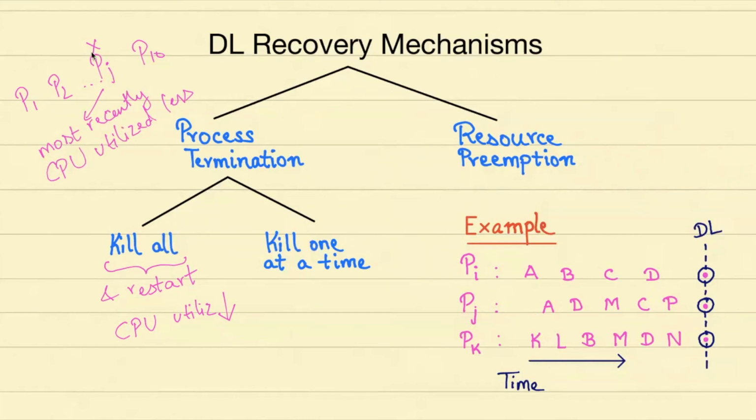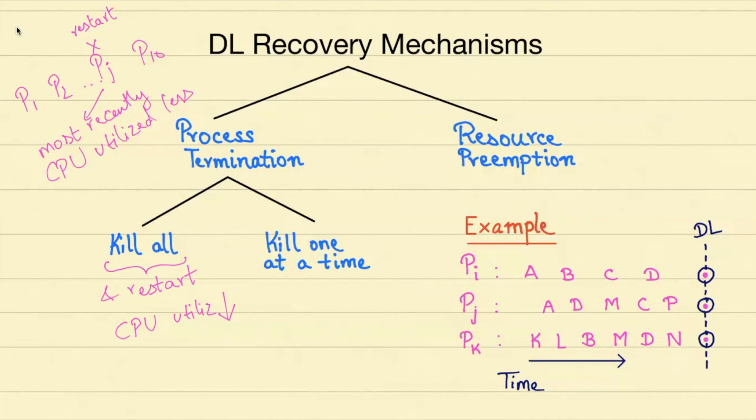After killing it, I will restart this process. After killing this process, I will release its resources, right? And then restart this process. So some of the resources will be free so that other processes can use those resources and come out of the deadlock situation. This is how I will recover from a deadlock by process termination.